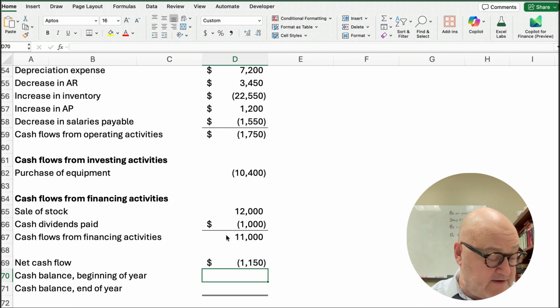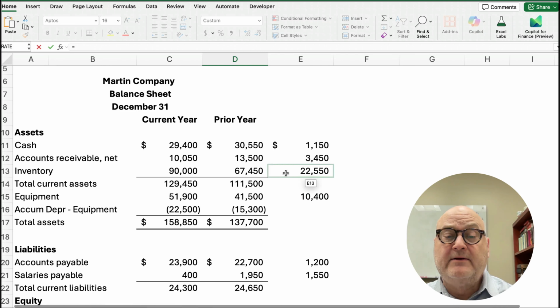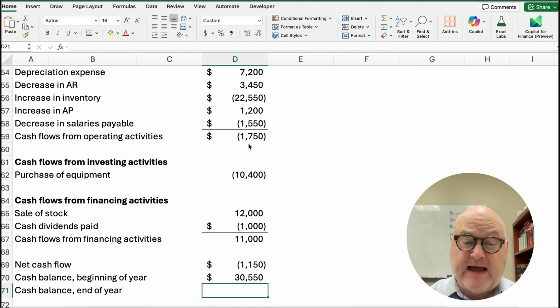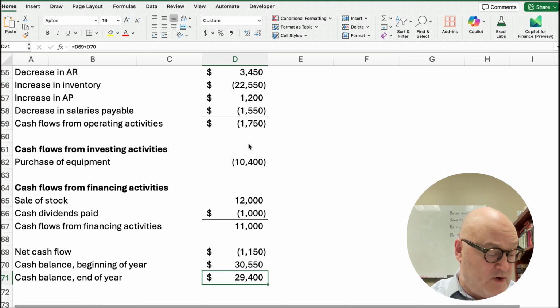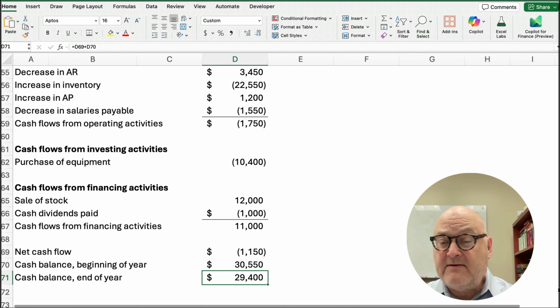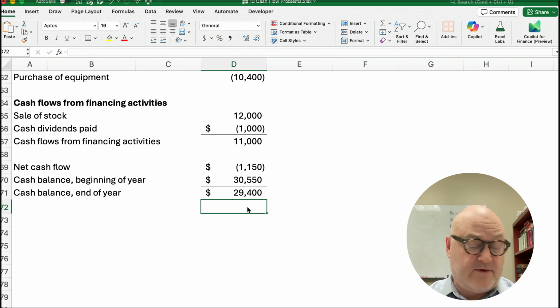So therefore, if we take the very top number, the cash flow at the beginning of the year, let me grab that one more here. One more scrolling. Beginning of the year, and we add that to 1150 is minus plus the 3550. Then we have 29,400. That's our cash balance at the end of the year, and we're done.